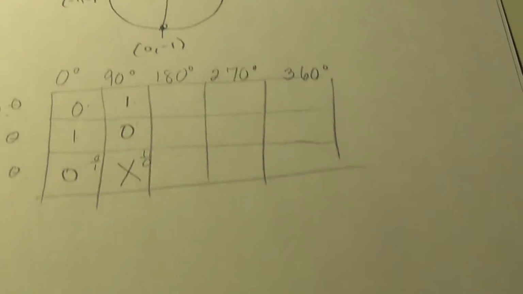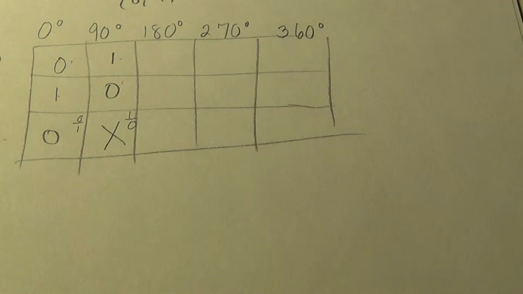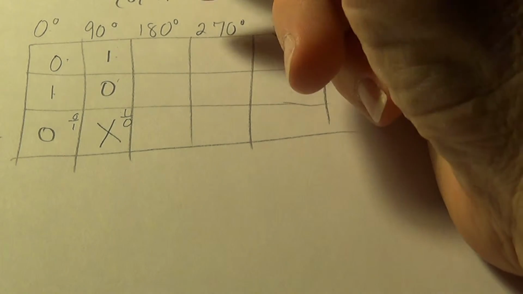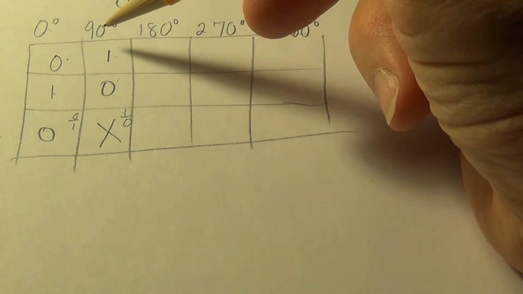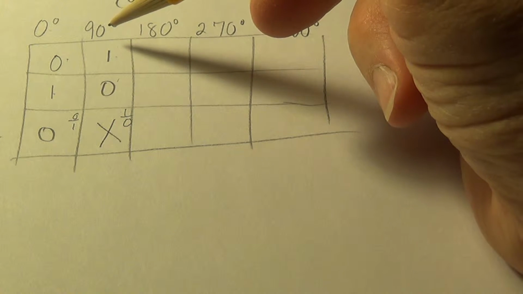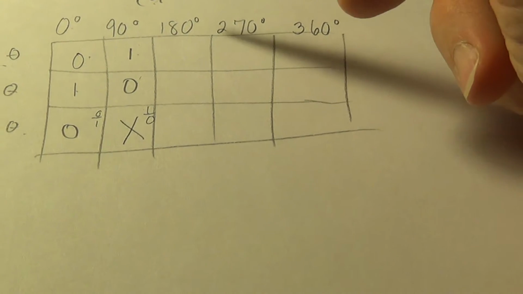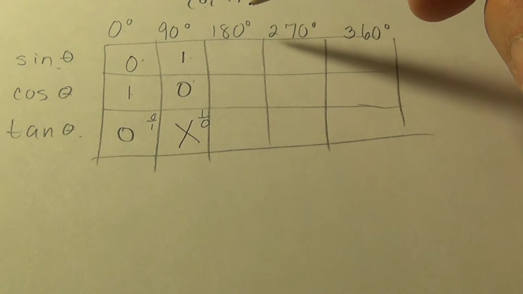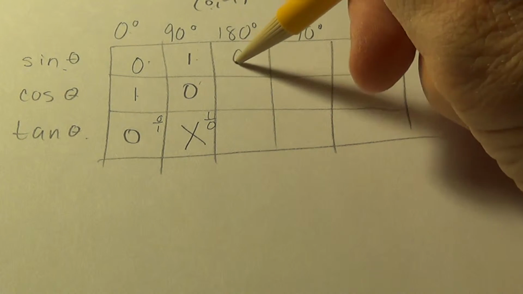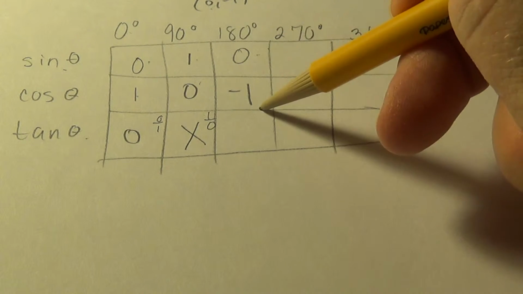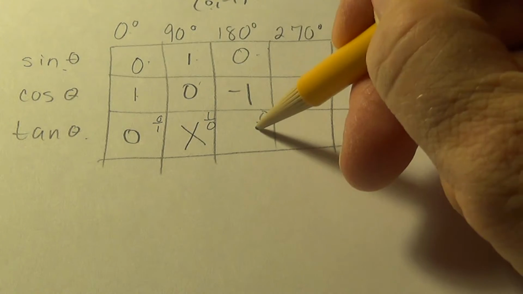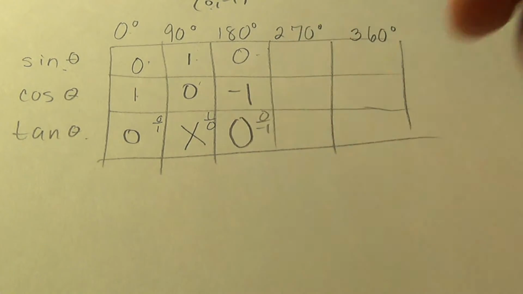Yep, 0, 1. For 180, thinking of its coordinate on the unit circle, it's negative 1 over and 0 up and down. So negative 1, 0. The sine is the second coordinate, the cosine is the first, and the second divided by the first is 0 divided by minus 1, which is fine. That's just 0.